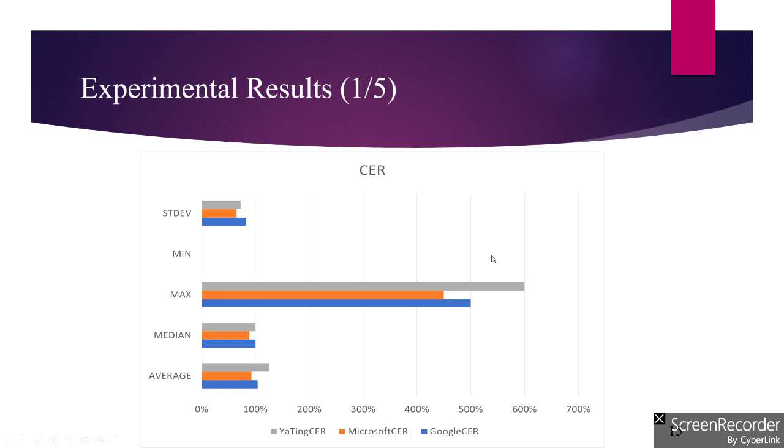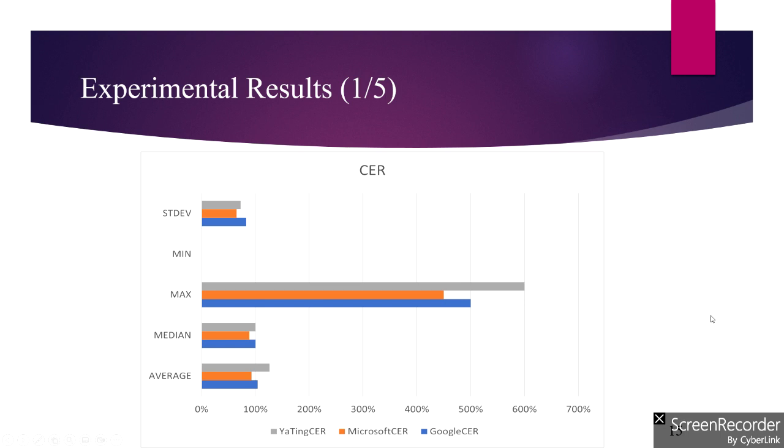The CER represents the error rate, and a lower rate indicates better recognition capability. Among the 4 evaluation indicators, the average CER of Microsoft's speech model is 93%, compared to Google's 104% and Yating's 126%. The median CER of Google is 93%, Microsoft is 89%, and Yating is 100%.